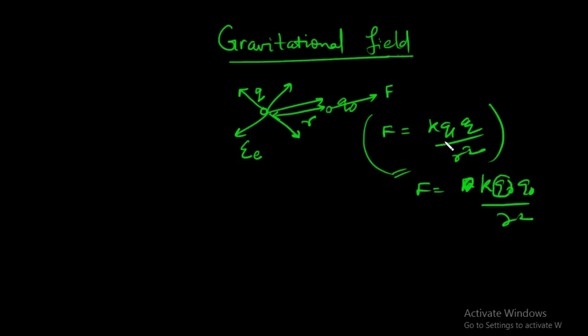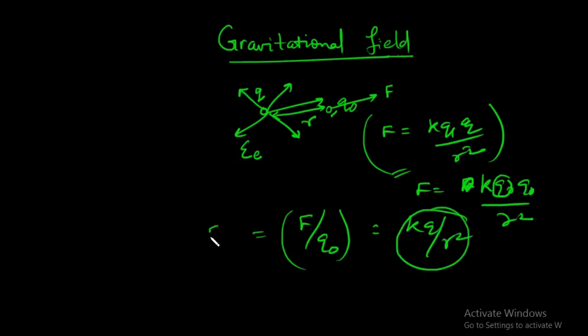So if this test charge is not there, it doesn't mean that space is empty. Space is filled with the electric field produced by the charge. So we can bring the charge q naught over here and we get F by q naught equal to kq by r square. This F by q naught, when the charge is not there, is the electric field produced by the charge q at a distance r.